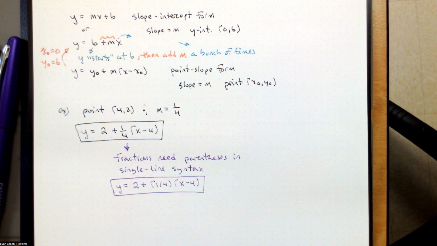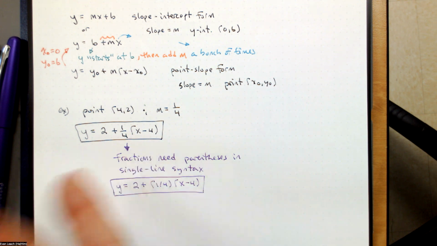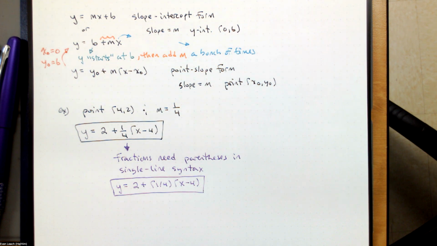We'll talk more about exponential functions later on. If you have a point that's not the y-intercept, just use point slope form. I've mandated that you use point slope form because I don't know, it's just American authoritarianism.